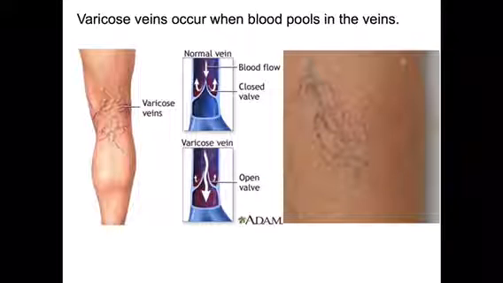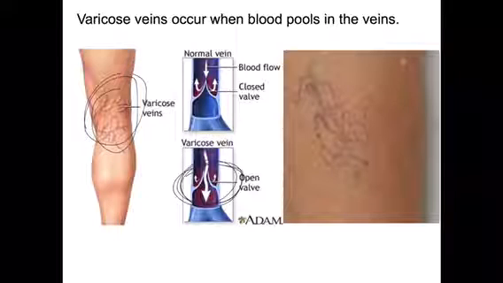Varicose veins occur when blood pools in the veins. Now, this isn't necessarily due to anything, not due to inactivity or anything like that. It's just what happens if these valves are opened, they can cause what almost looks like a swelling of the veins there. They can be painful as well. So there are some treatments to help that, but basically what you're seeing when you see this on a person is blood pooling in the veins.